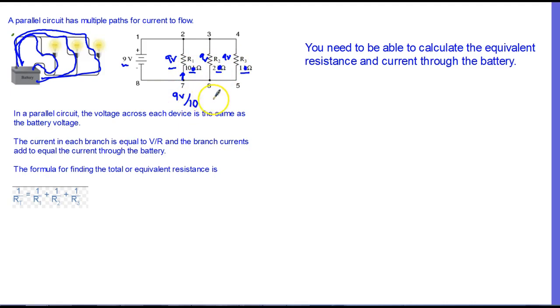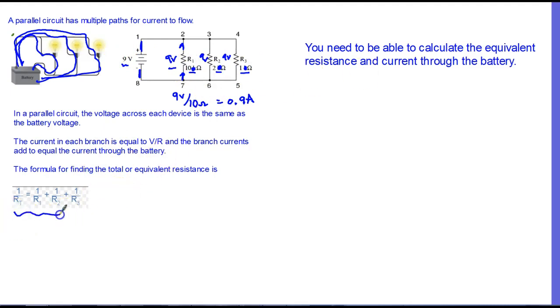9 volts divided by 10 ohms would be 0.9 amperes. And so the current in this branch would be 0.9. And you can calculate the other branch currents as well. But so the currents depend on the resistance of that resistor, but the current through the battery is what you're going to have to calculate. And then you just divide the voltage of the battery by the equivalent resistance. We'll do that for this problem.